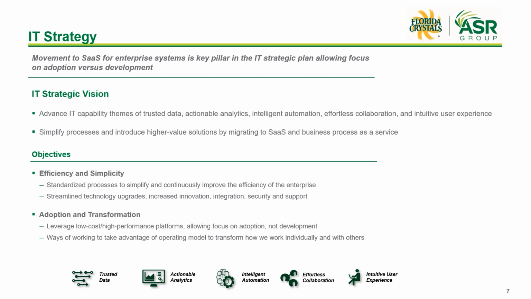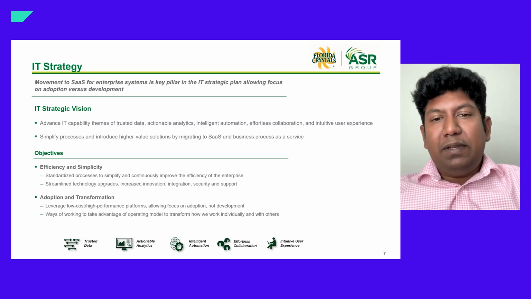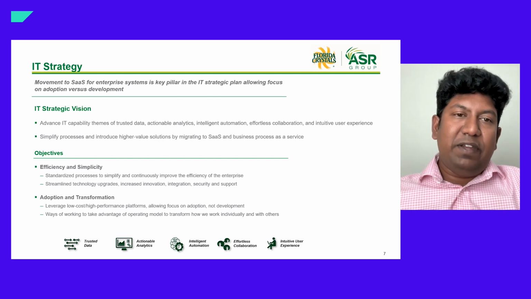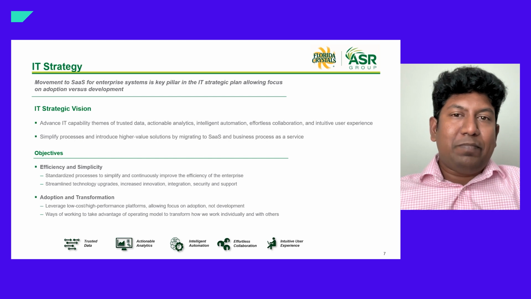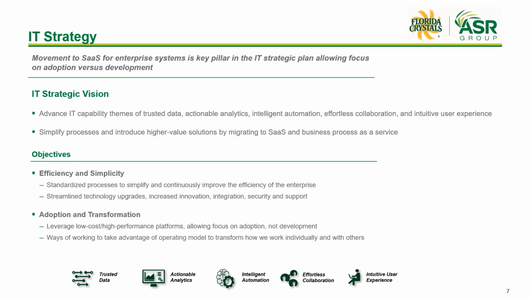How did we get there first? We needed a strategy. That strategy helped us find the right North Star and then move towards that goal. So as IT, we have 5 core capability themes or tenets. I think many people call it in many different ways. The idea here is there are certain qualities we always look for when we deploy technological software or any technology investments within our capabilities realm. One, trusted data, actionable analytics, intelligent automation, effortless collaboration, and intuitive user experience.